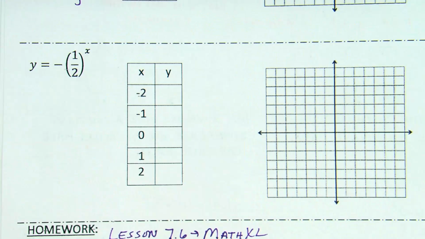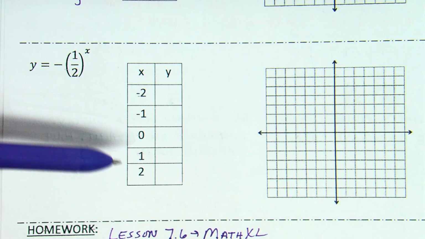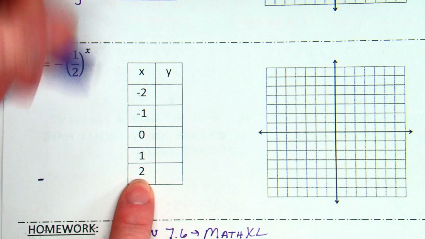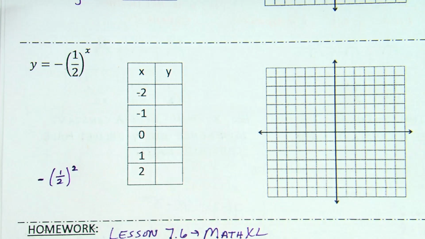So, negative of 1/2 to the x. I think I'll still go ahead and start down with the positive 2 exponent. I'm not saying we have to, but if I put the 2 in, 2 is going to go in place of the x. So it's the negative of 1/2 to the second.